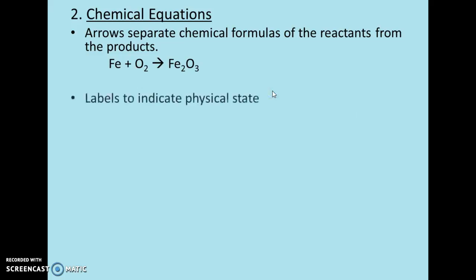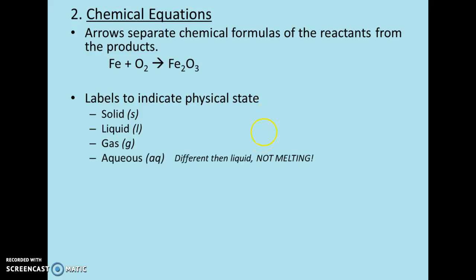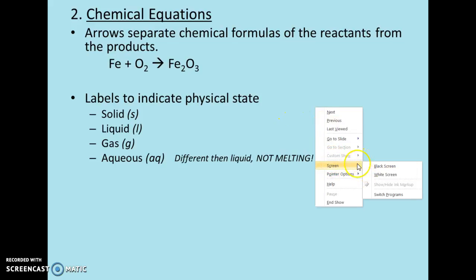One of the things we need to include are physical state labels. So these are pretty straightforward: solid, liquid, gas. And aqueous is a new one. Aqueous, like water, it means it's dissolved in water. It's important to note that it's different than liquids. Now, we're not melting it, we're dissolving it in water. And most of the solutions we use in lab will be aqueous.